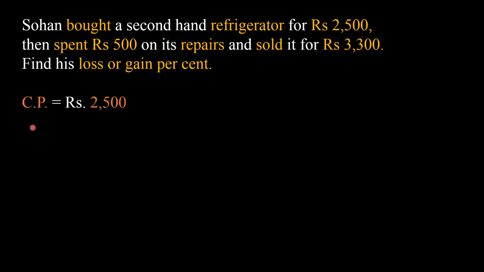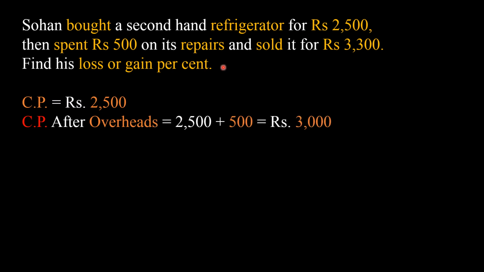In this case, cost price is rupees 2,500. That is the initial cost price. The cost price after overheads, because he has spent rupees 500 on its repair. So that 500 we have to add to this 2,500. So therefore our actual cost price would become rupees 3,000. The selling price is rupees 3,300. It is the price for which Sohan has sold the refrigerator.